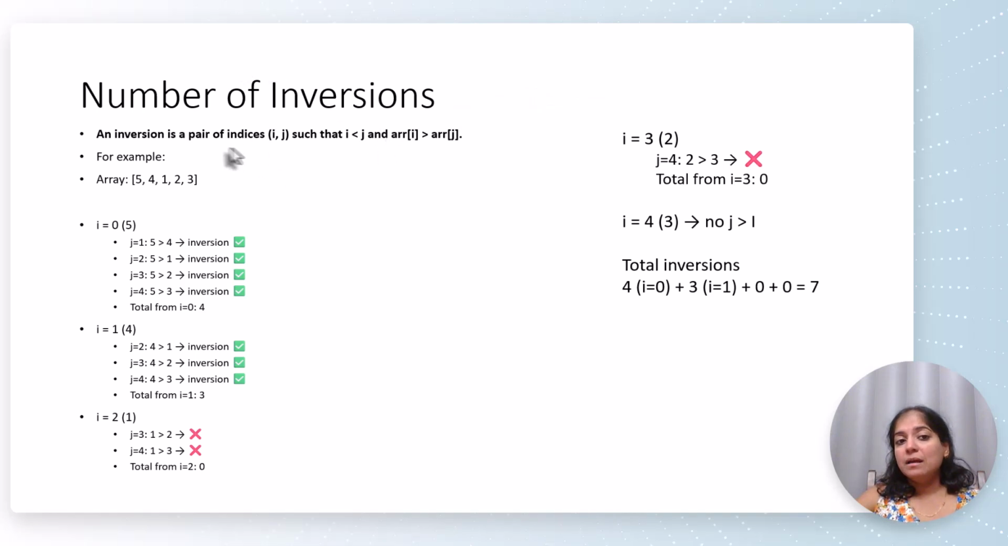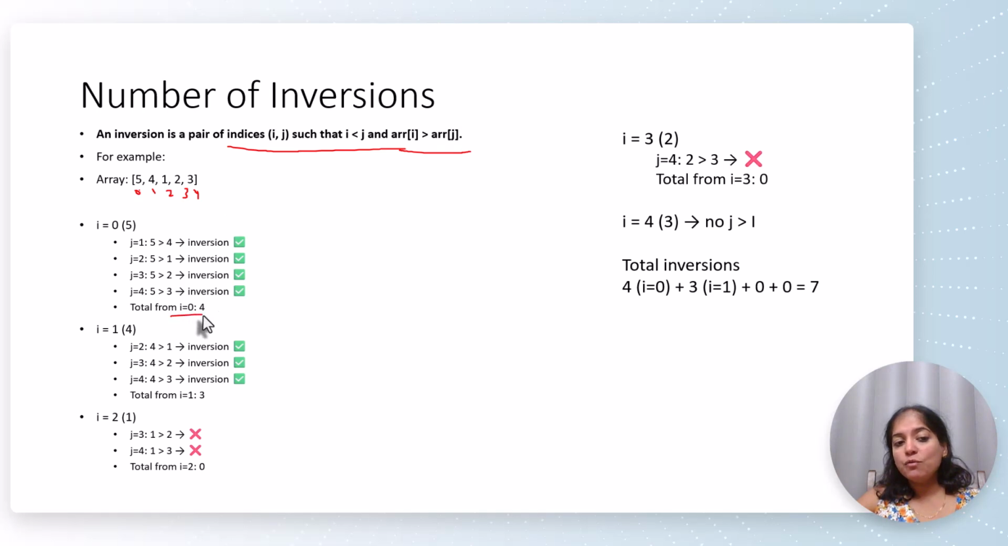An inversion is basically when index i is less than index j, but the element at i is greater than the element at j. For example, here the indexes are 0, 1, 2, 3, 4. Index 0 is less than index 1, but element 5 is greater than 4. So this is called an inversion. That means when elements are not in the correct order, that is called an inversion. So how many inversions are there? For i equals 0, 5 4 is an inversion, 5 1 is an inversion, 5 2 is an inversion, and 5 3 is an inversion.